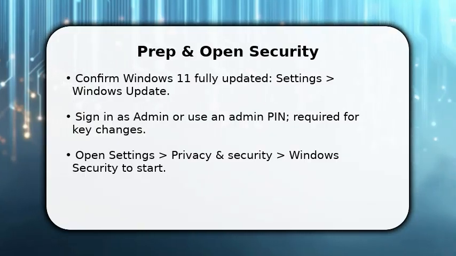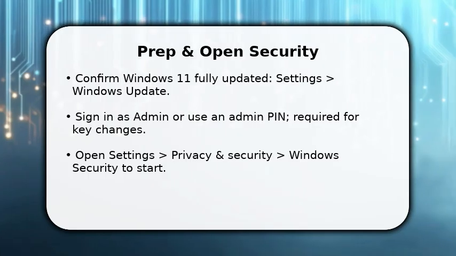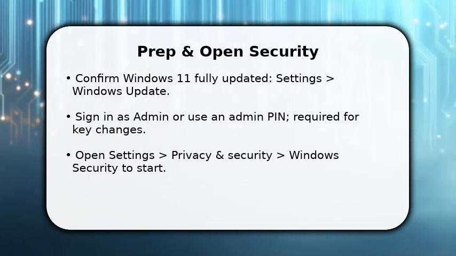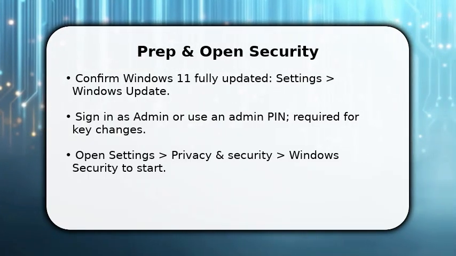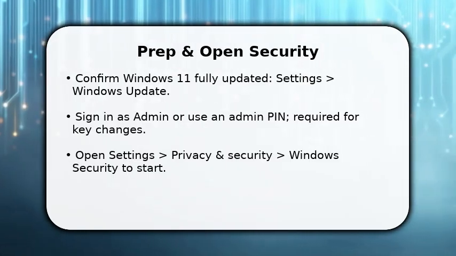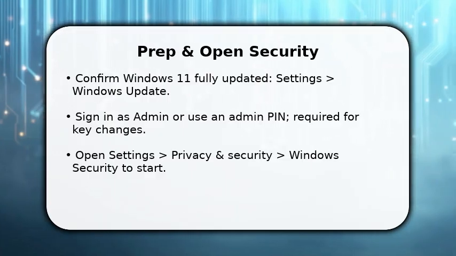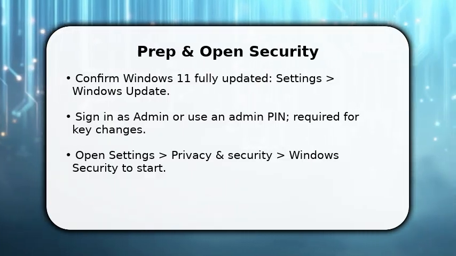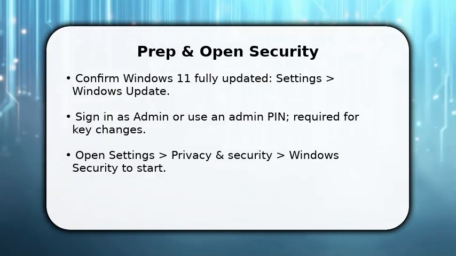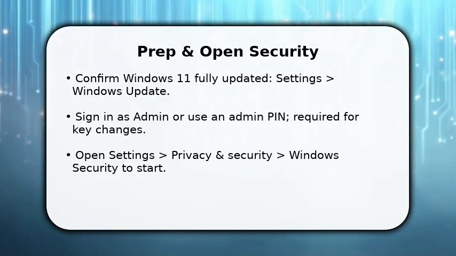You're starting with the essentials. Make sure Windows is updated and you're signed in with an administrator account so changes apply system-wide. Once done, open Settings, go to Privacy and Security, then Windows Security. This launch gives you access to virus and threat protection and related controls. Do not skip the admin step. Without it, you can't reset protections.